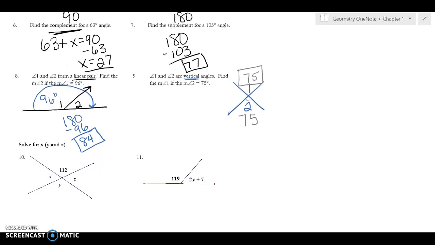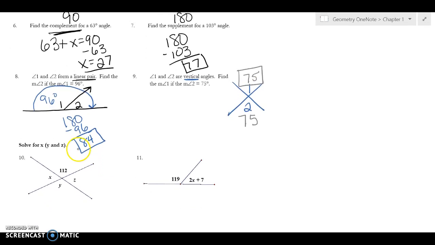All right, last two. Let's look at 10 and 11. Well, when you look at 10, hopefully you recognize 112 is vertical with y. So y is 112. And then the other thing that you should see is that these angles make this straight line. And so I could do 180 minus 112, and I get 68. So if the z is 68, x is also 68 because they're vertical.